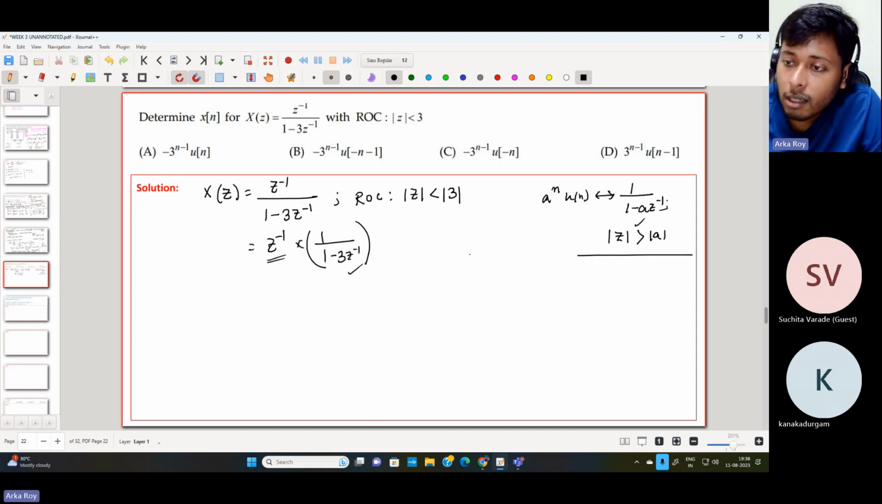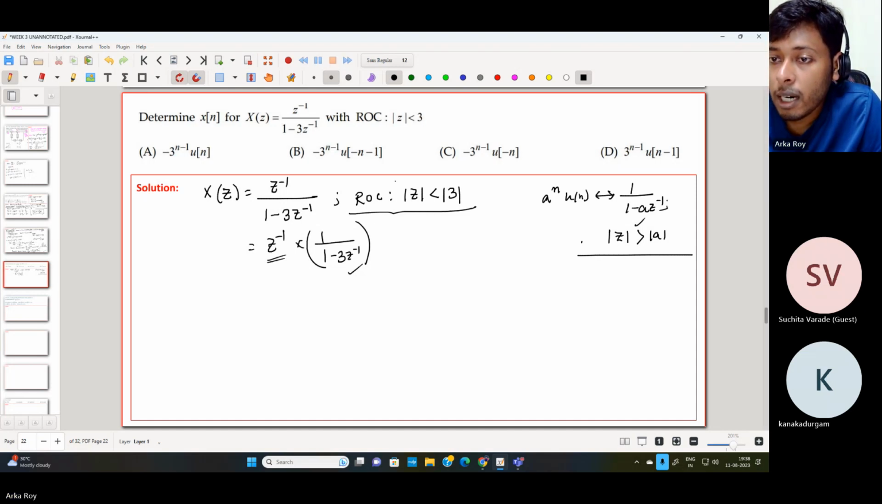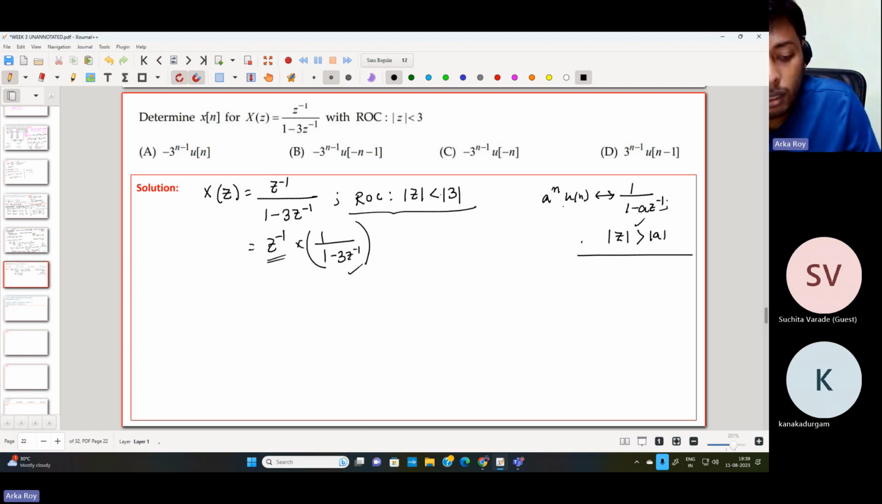That means the ROC is different, and that is why the question is so important, that they have given the ROC, and the ROC is differing from the ROC of a to the power n u[n]. That means even if the z transforms look alike, the ROCs are different. Therefore, I cannot write this as the inverse z transform of a to the power n u[n]. So we'll see what could be the possible solution for this sequence with this particular ROC.